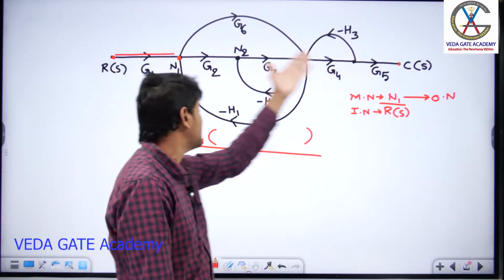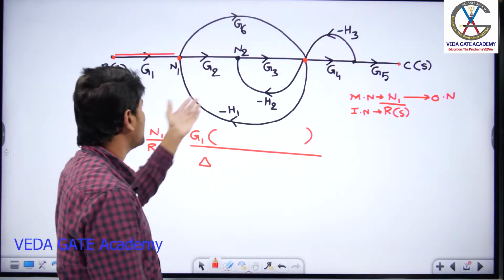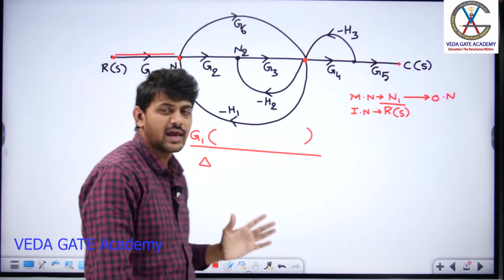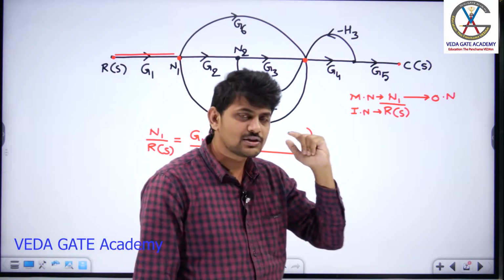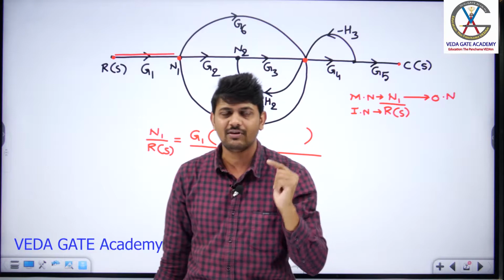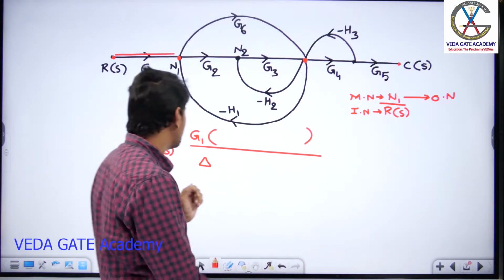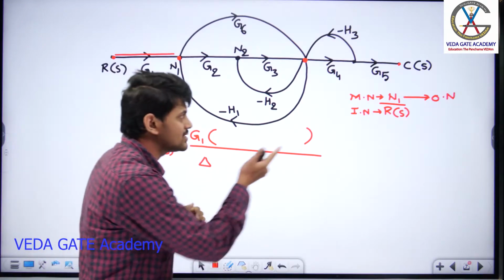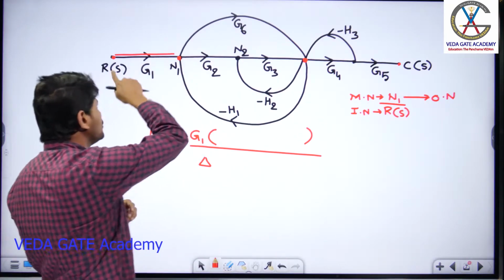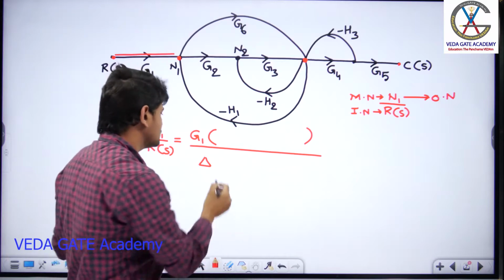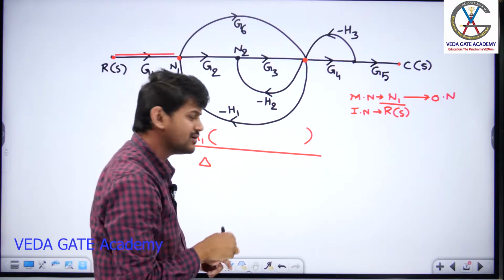That means it may be between C to R, or N1 to R, or N2 to R, or N2 to N1. Irrespective of the transfer function between any two nodes of a given signal flow graph, the delta will remain the same. That means the delta for N1 by R of S, or C by R of S, or N2 by R of S will be the same. So simply I will write delta. So what is the value of delta, guys, here?